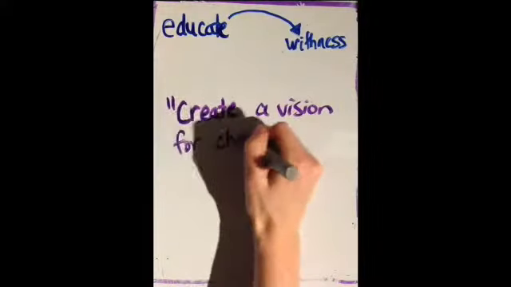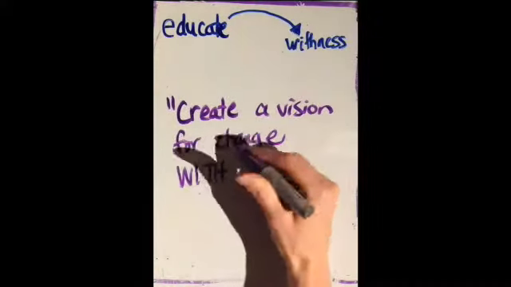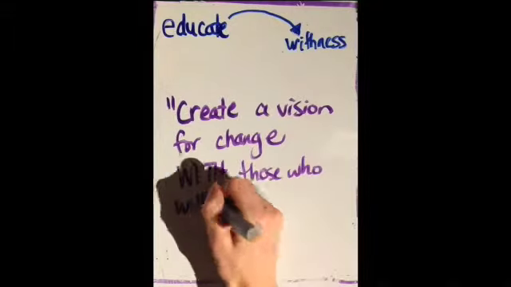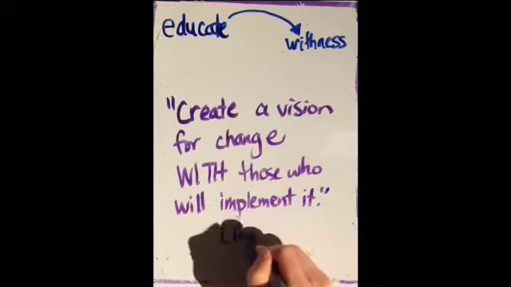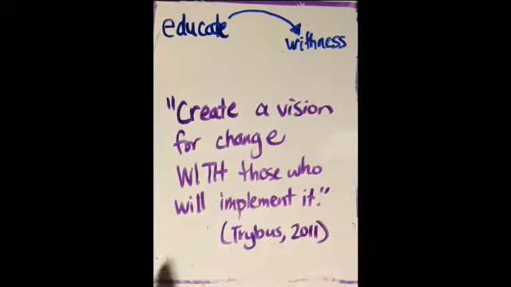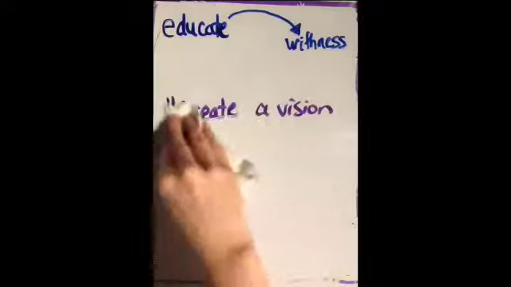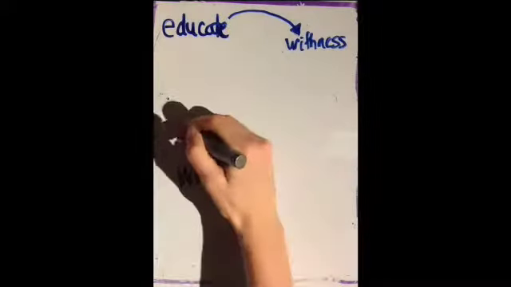In facing the challenge of change, Tribus writes, "Create a vision for change with those who will implement it." This makes a lot of sense, and it makes me ask the question, so then what does withness look like?